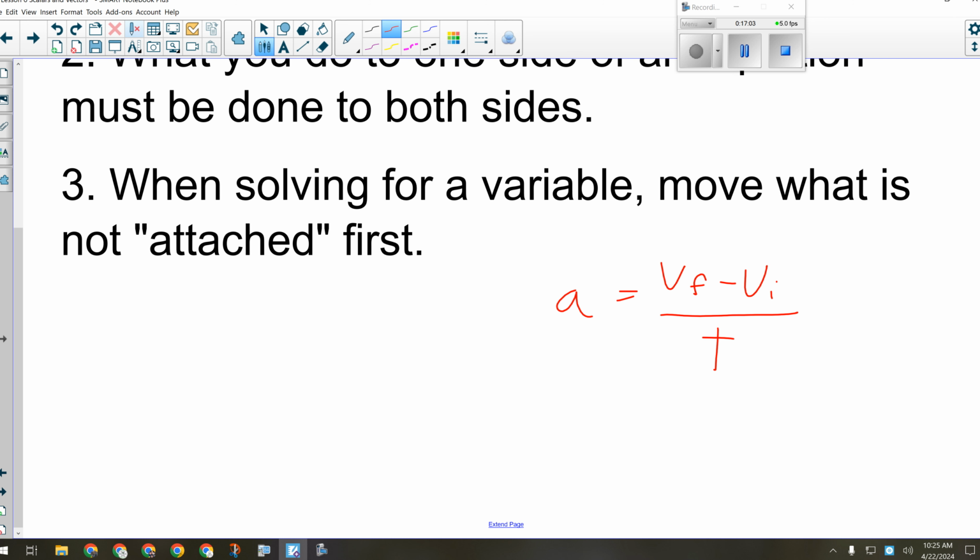And I would move it the same way we just did a minute ago. I would perform the opposite operation, and I would perform that operation on both sides. Now I've moved t. Now I'm left with VF minus VI, and I'm looking for VF. I've moved what's not attached. Now I have to move what's left. How do I move VI to the other side?